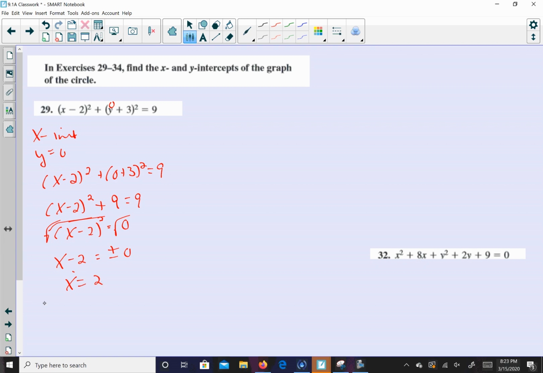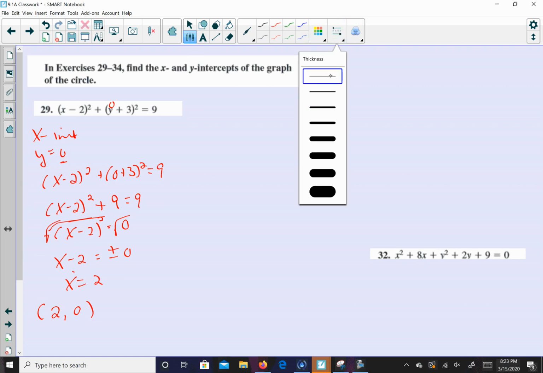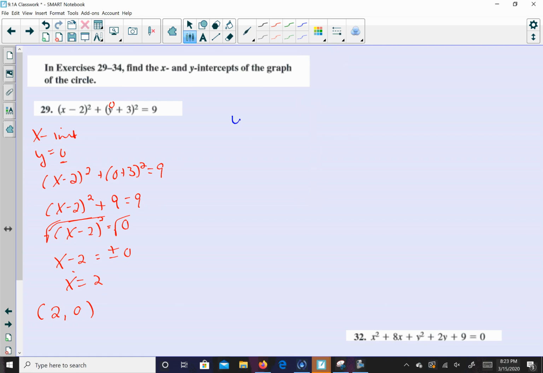So my x-intercept is going to be the ordered pair 2, 0, because that's what I just found for x. And then remember, originally I put in 0 for y. So that's my x-intercept when I set y equal to 0. Now I'm going to find my y-intercept. And in order to do that, I'm going to set x equal to 0.